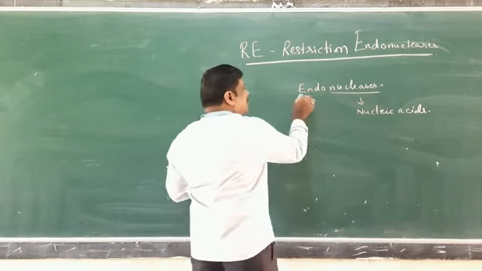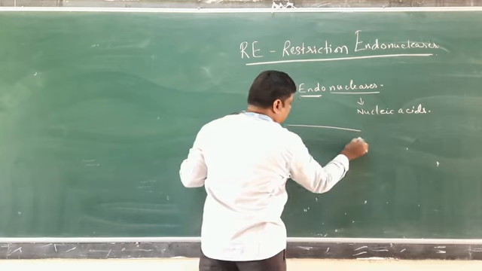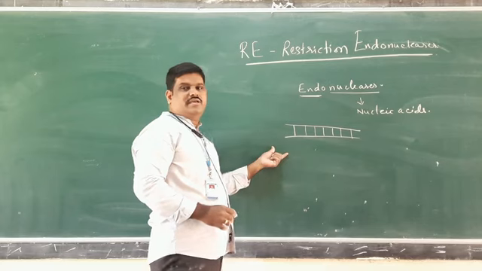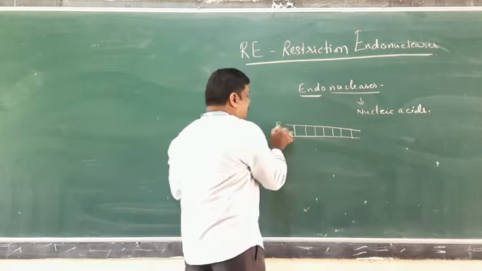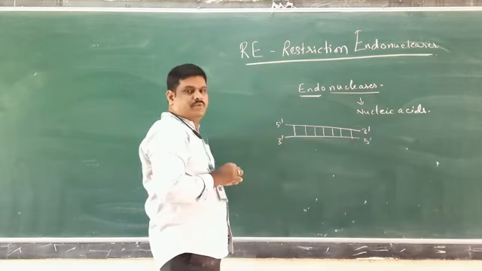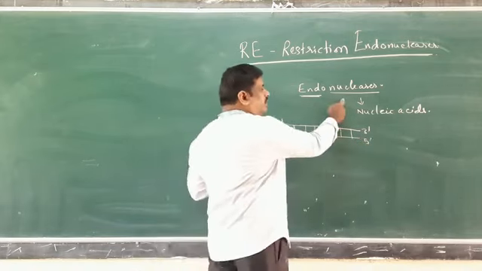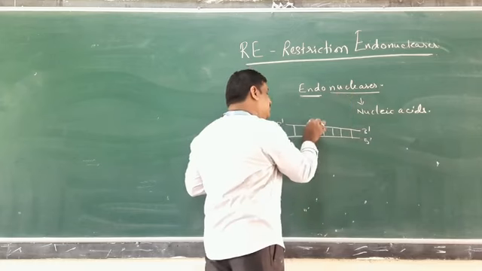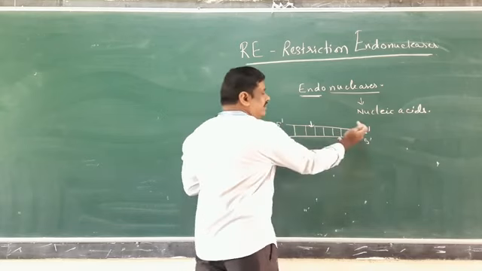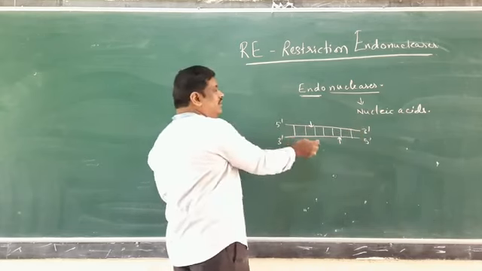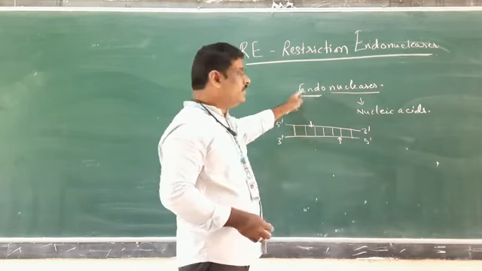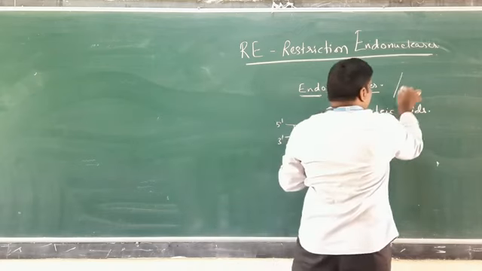Endonuclease means, suppose this is a nucleic acid, that is DNA, deoxyribonucleic acid. This is 5 prime, this is 3 prime. If the nuclease cuts the DNA in the middle, not at the ends of the DNA, then that type of nuclease is called an endonuclease. In contrast to this, there is the exonuclease.